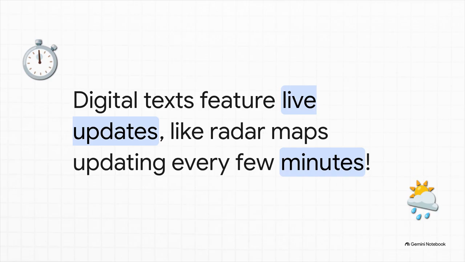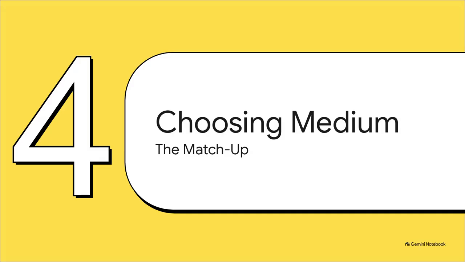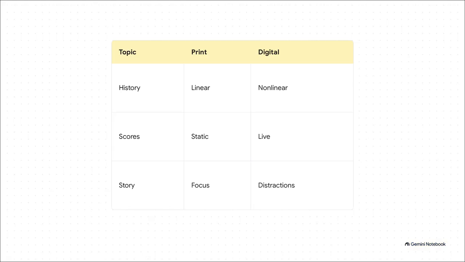Real-time updates are absolutely impossible to pull off on a printed page, making digital layouts incredibly powerful for following current events. Section 4, choosing your reading medium. Time for the matchup. The really crucial point here is knowing when to use each format. A master builder knows exactly which tool to grab from their toolbox, right? Let's put these two reading mediums head-to-head in real-world scenarios so you know exactly when to use them.